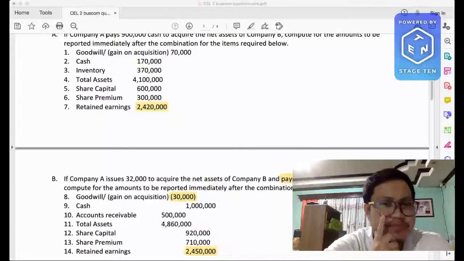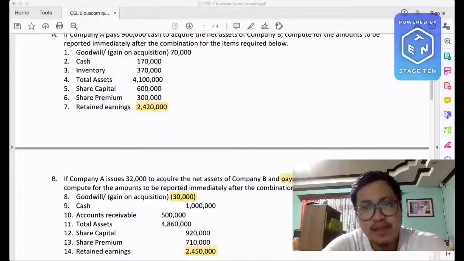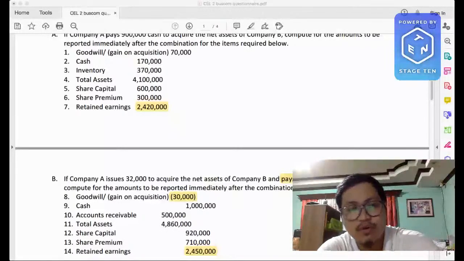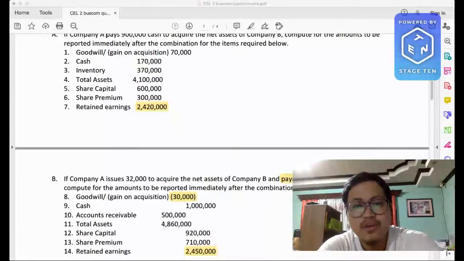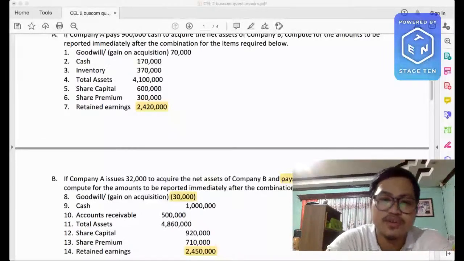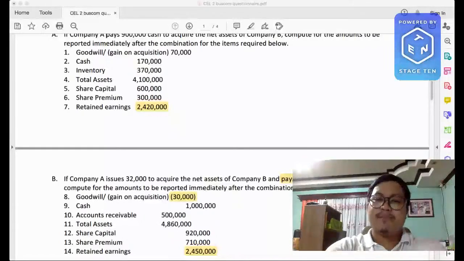Let's proceed to the shareholders' equity. What's the rule for shareholders' equity? Is it the same as your assets and liabilities? No. In your assets and liabilities, you combine the amounts provided for the acquirer and the acquiree, but the acquiree is at fair value. For shareholders' equity, class, it's just the shareholders' equity of the surviving entity, who is normally the acquirer.